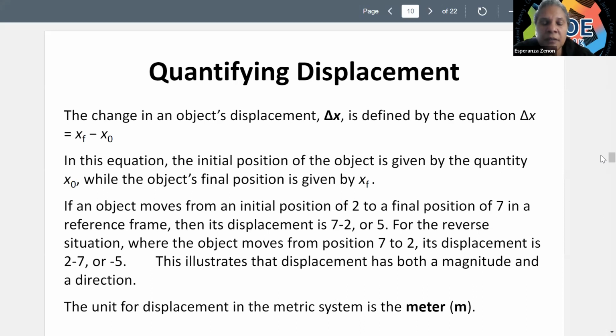The unit for displacement in the metric system, which recall last week I told you that's primarily what we use, is the meter, but its counterpart distance is also measured in meters. Okay, so you can't just look at the unit to determine whether you're dealing with displacement or distance, because they both use the same unit. What you have to understand is what is fundamentally the difference between distance and displacement. Distance looks at how far you went, the whole entire path. Displacement looks at the difference between where you stopped and where you started.